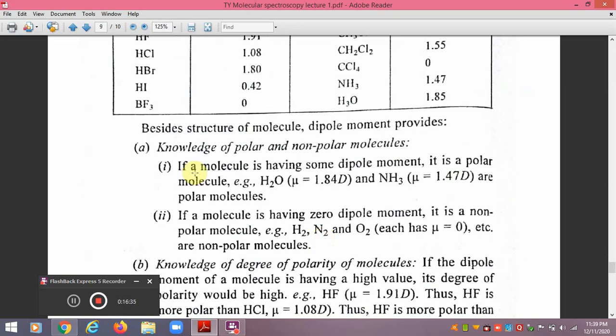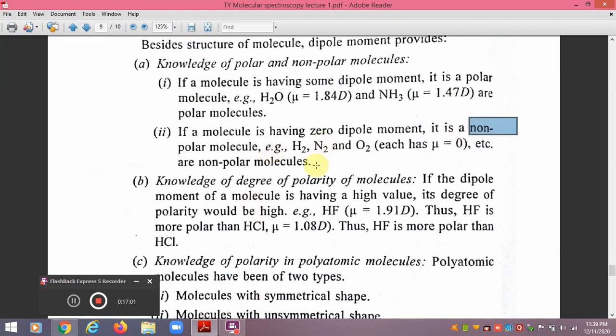So here, besides the structure of the molecule, dipole moment also provides other information, first of all regarding the polarity and non-polarity of the molecule. We can conclude from the above discussion that if a molecule has some value of dipole moment, then the molecule is called a polar molecule. It's very simple. And if a molecule has 0 dipole moment, then the molecule is called a non-polar molecule, like hydrogen, nitrogen, oxygen, while polar molecules are ammonia, HCl, and so on.